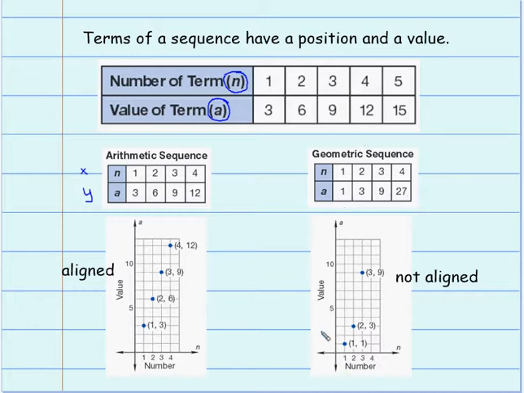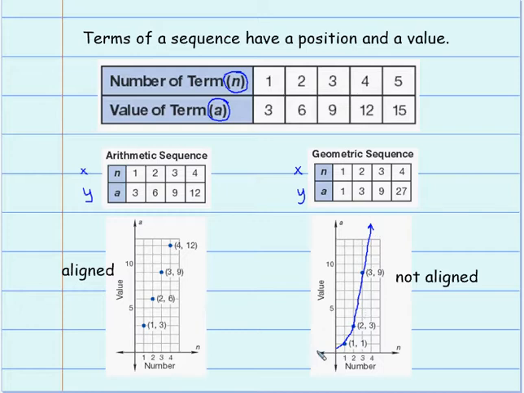So if we graph those, again, treating n as your x values: 1, 1; 2, 3; 3, 9. Notice that in an arithmetic sequence, we can draw a straight line through those points, and they're all aligned. We could use that line to determine the next value. A geometric sequence is not a straight line. It's actually a curve. I hope you can see that without me drawing on there. It would go like this.